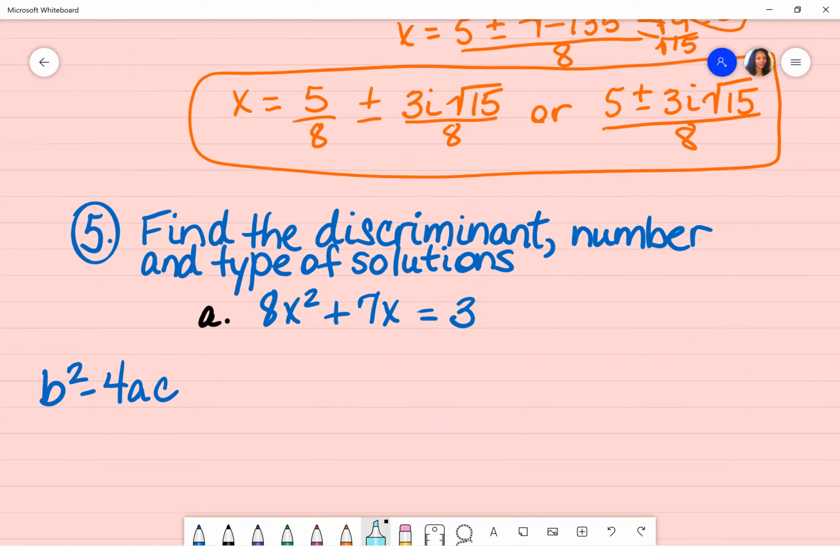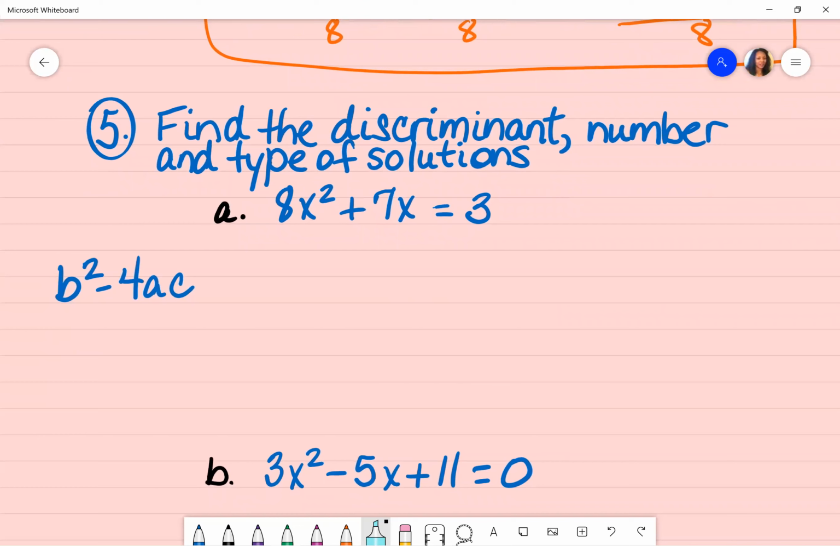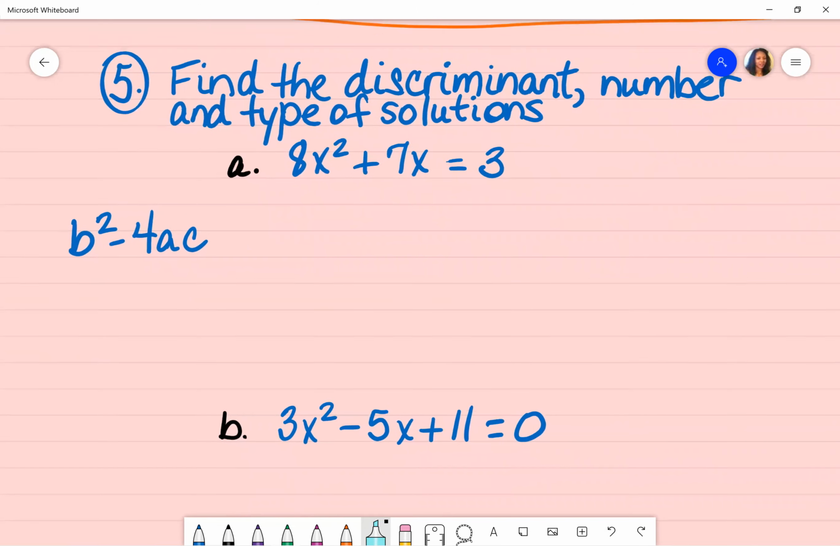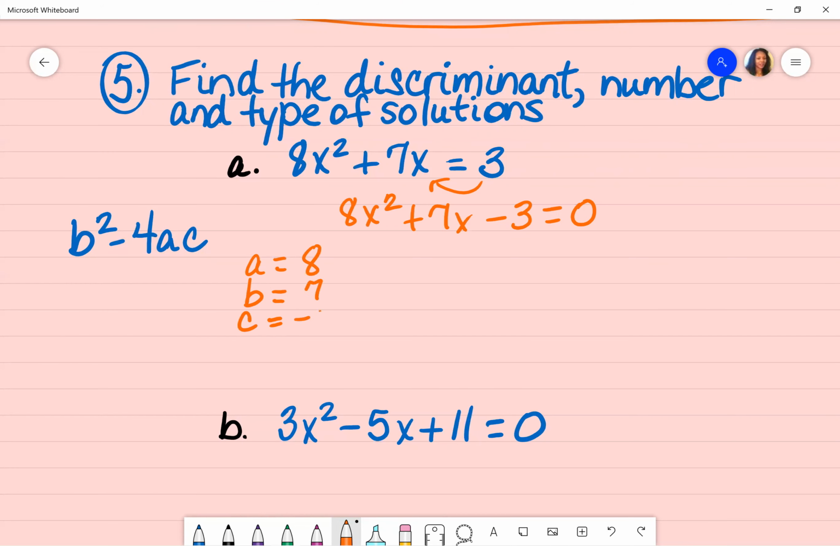Okay, number 5, find the discriminant, number and type of solution. So this is my discriminant formula taken from my quadratic formula. And what I am doing is I am just going to put it in standard form so that I can identify my A, B, and C. Standard form, 8x squared plus 7x. I have to move this over, which means I'm changing signs, setting it equal to 0. My A, B, and C can be identified now. A is 8, B is 7, and C is negative 3.